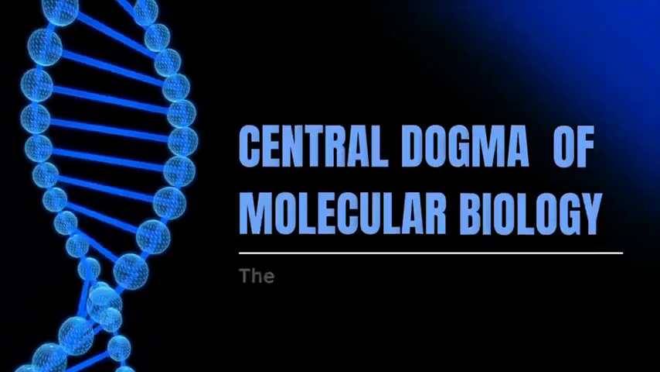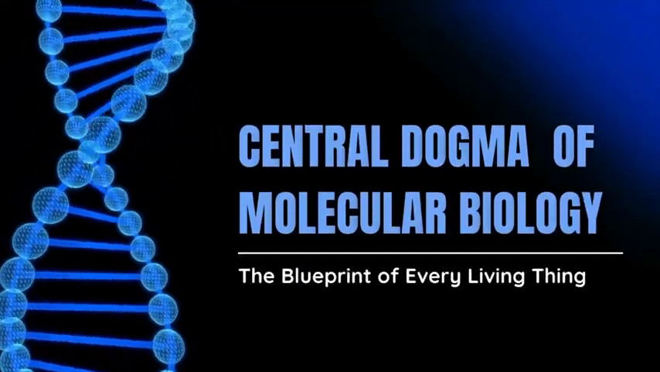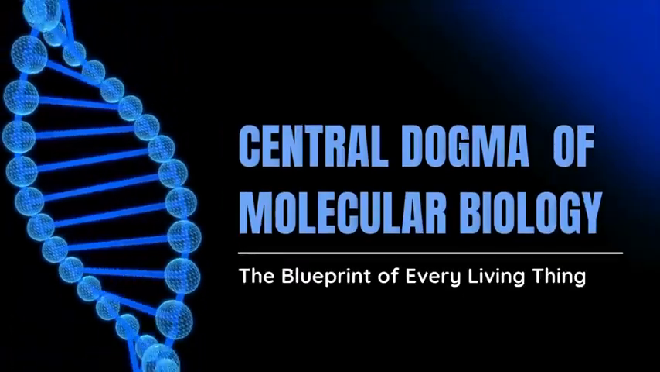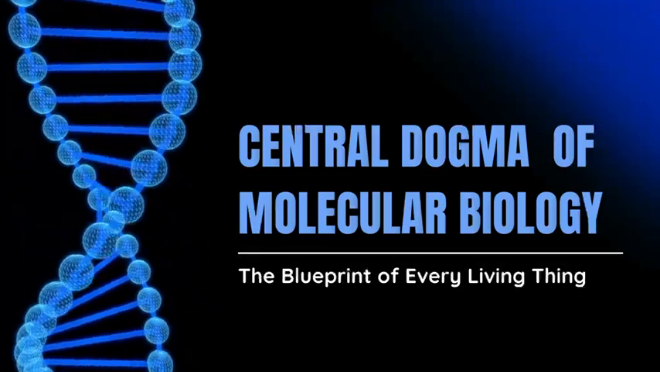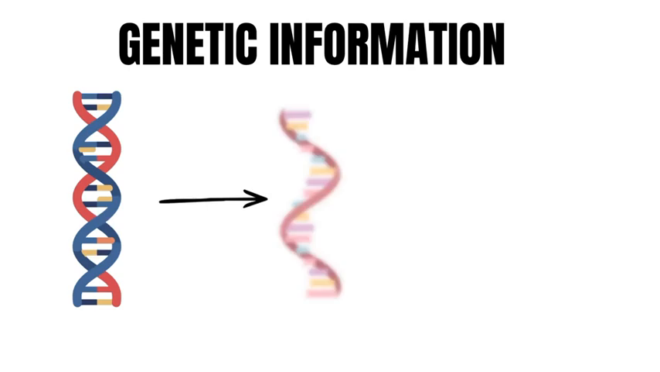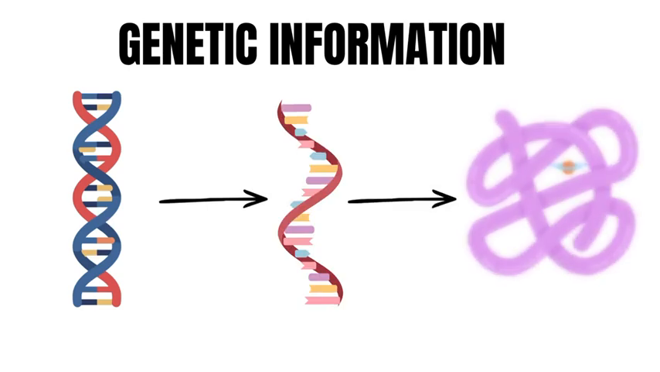Ever wonder how your cells know what to do? It all comes down to a simple flow of information that controls everything inside. Let's dive in. Central dogma is the process by which genetic information flows in living cells from DNA to mRNA and then it translates into a protein.